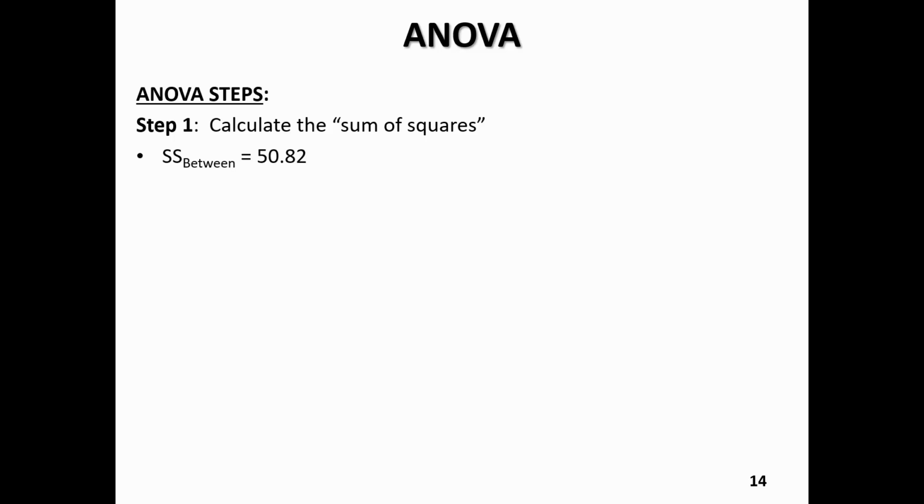So on this slide, here we're going to take a look at the actual numerical values. So I used Microsoft Excel to calculate the sum of squares. And so I calculated a sum of squares between of 50.82. I used Excel to calculate the within of 47.37, and I added up the total of the between and within to get 98.19.